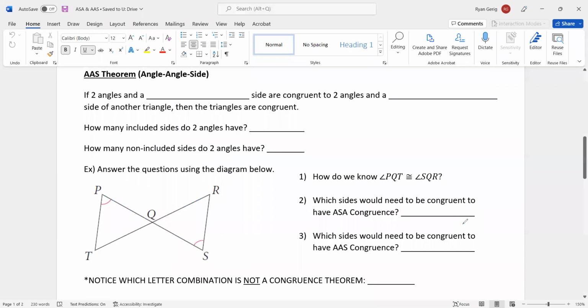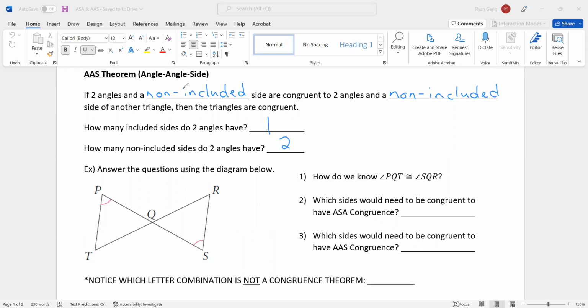Angle, angle, side, on the other hand, is if 2 angles and the non-included side are congruent to 2 angles and the non-included side, or a non-included side, because there's actually 2 non-included sides. Then the triangles are congruent. How many included sides do 2 angles have? So if I have 2 angles how many included sides are there? 1. So how many non-included sides do 2 angles have? There's 2.